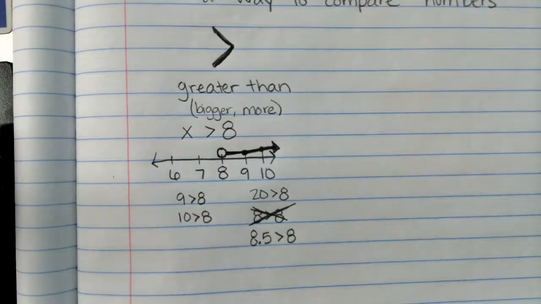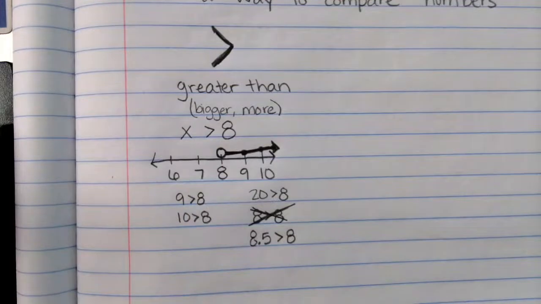Are 6 and 7 greater than 8? Nope, so that's showing that this side does not work. We won't be able to take any numbers from that side.